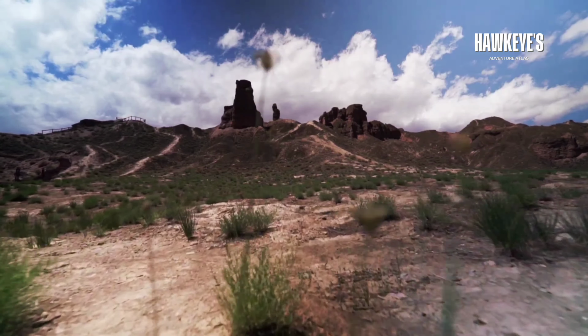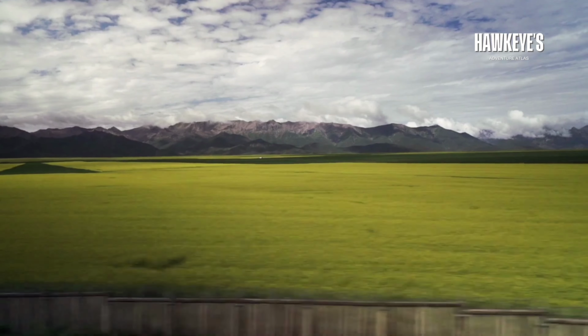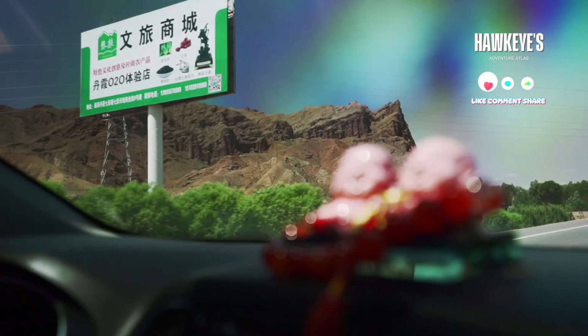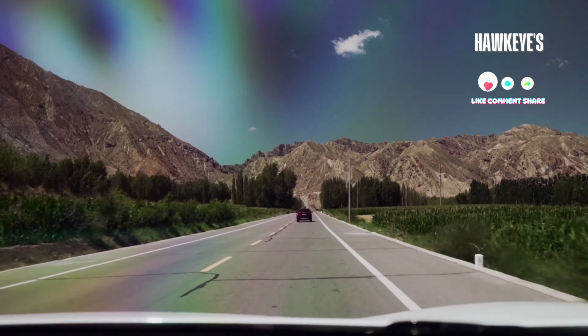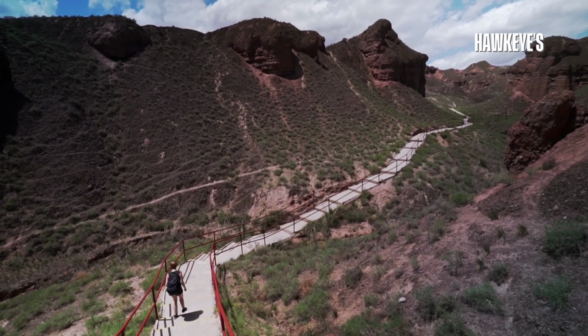The Zhangye Danxia National Park is located in the Gansu province in China's northwest, covering 200 square miles. The site was named a UNESCO World Heritage Site in 2009 and is the destination for many Chinese and international tourists.